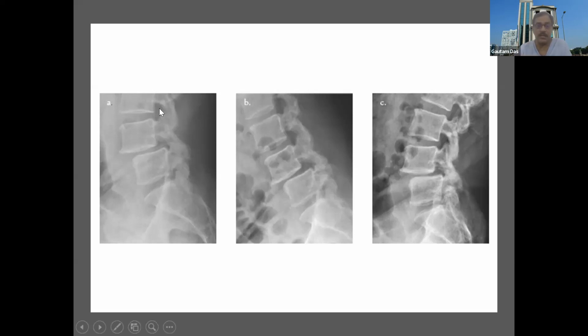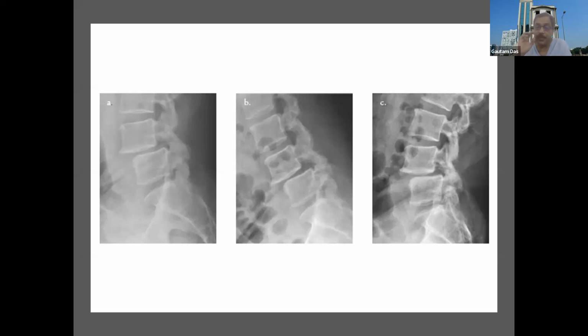What is that? The central canal and all these neural foramina are also getting narrowed. You see, here is the neural foramen, here is the neural foramen. If the central canal is narrowed, that is called central canal stenosis. Last day I discussed, this is a bony stenosis. If it is because of the disc, that is a soft tissue stenosis. But when the listhesis is there, that causes a bony stenosis.